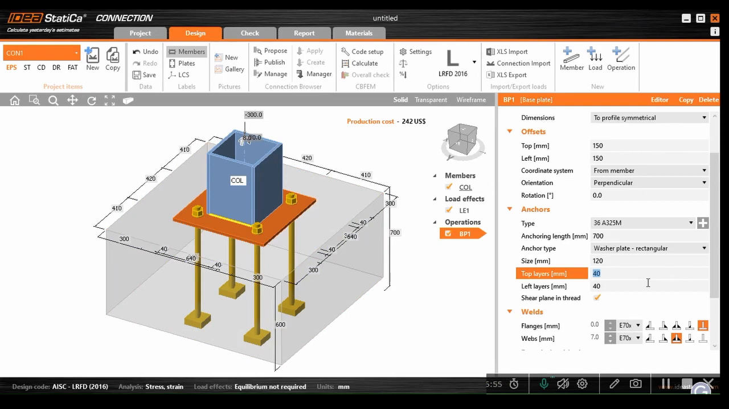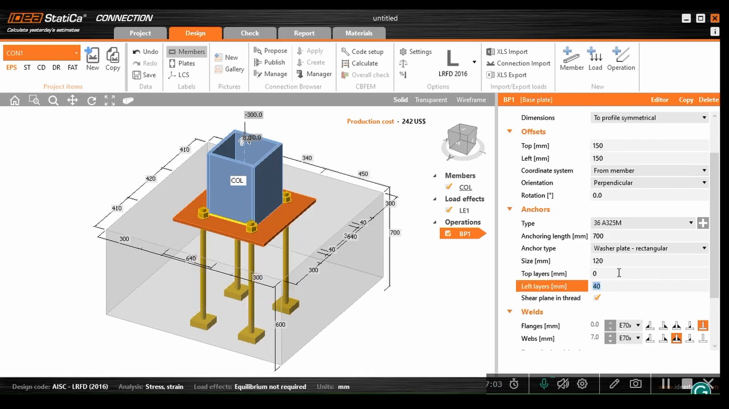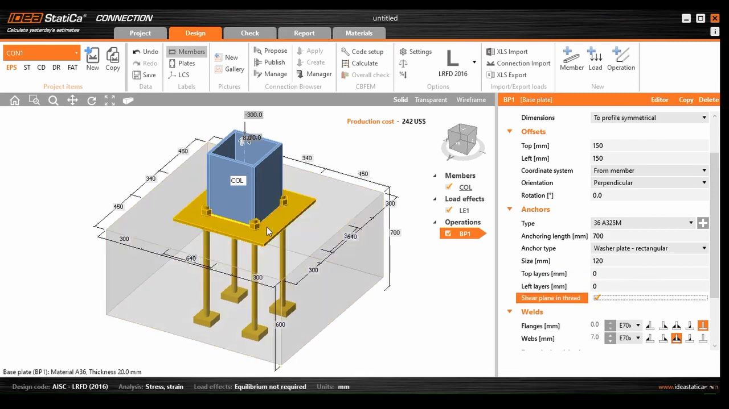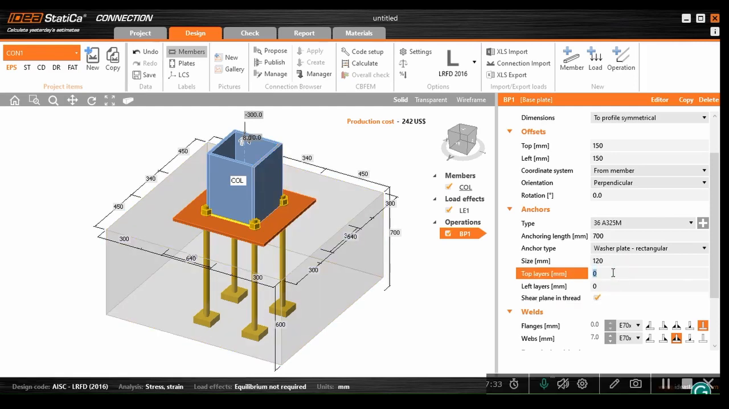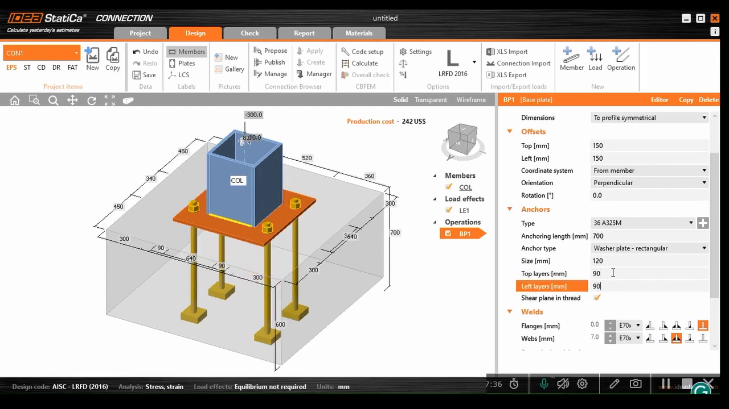So the next part is referring to the configuration of anchors on the base plate. First, I give them both 0 values to show you that the center of the anchors is located exactly on the edge of the column. So I want my anchors to be 60 millimeters far from the edge of the base plate, and I have a 150 millimeter net distance from edge of the column to the edge of the base plate. 150 minus 60 equals 90. So I give both of them 90.